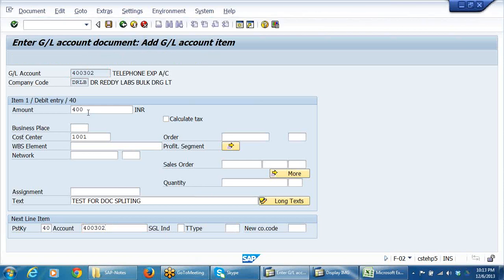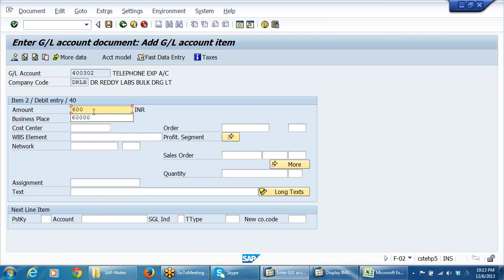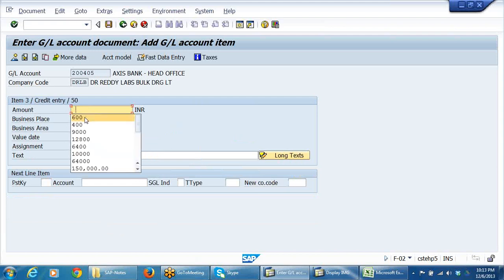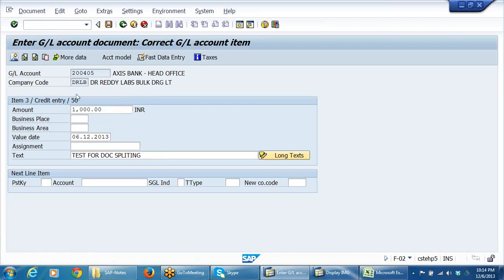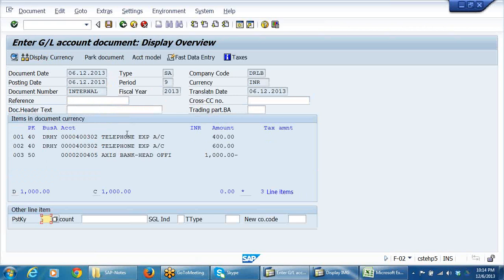Second line item, what I do? I post 600. Okay, this is only for the sake of amount I'm giving, that's all. A little test for document splitting. 50204.05 bank account. So those two accounts are debit, bank account is credit. So this is going to be star, that is 1000. This is going to be plus. If you overview telephone expense account data to Axis Bank head office account. Okay. And now this line item should get split.